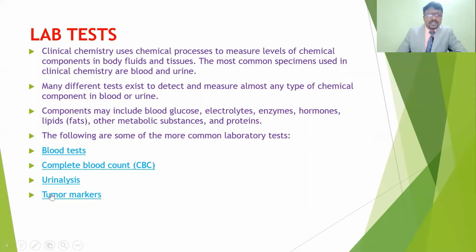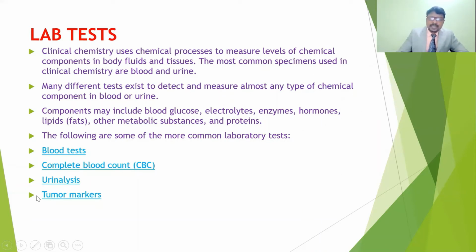The components may include blood glucose, electrolytes, enzymes, hormones, lipids, other metabolic substances, and proteins. We also have to check these in the lab tests. These give clues to identify what type of cancer it is and which structure is involved. According to these reports, we are going to identify it.